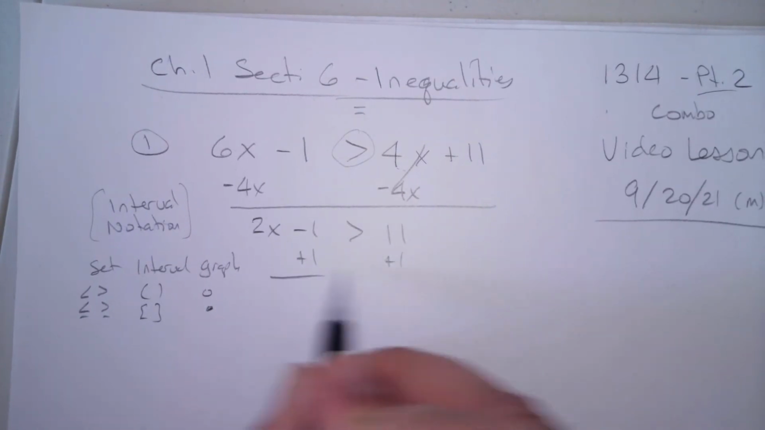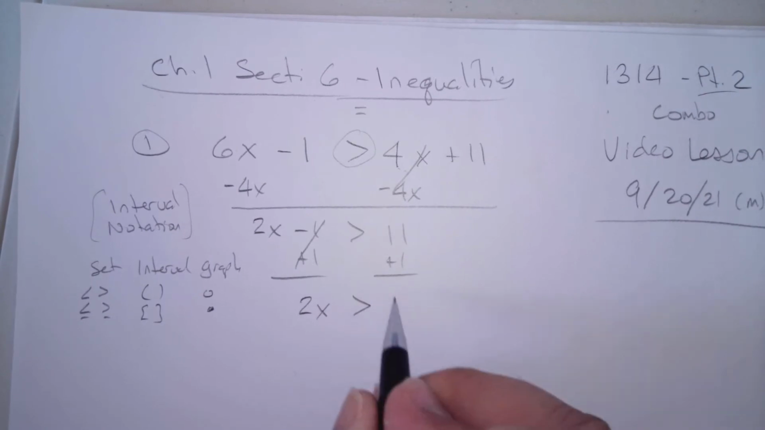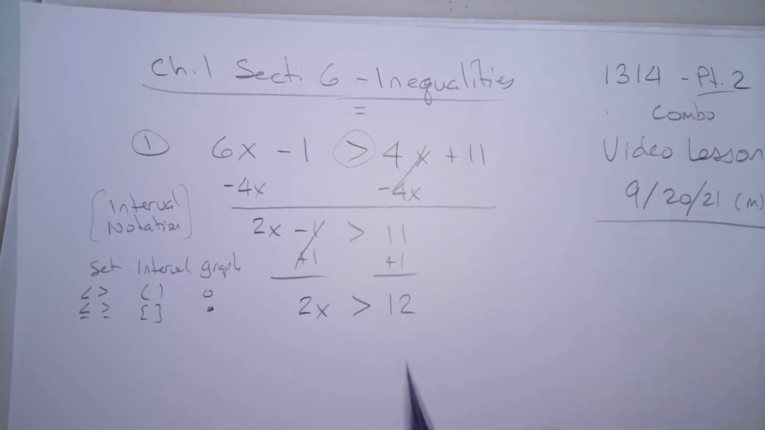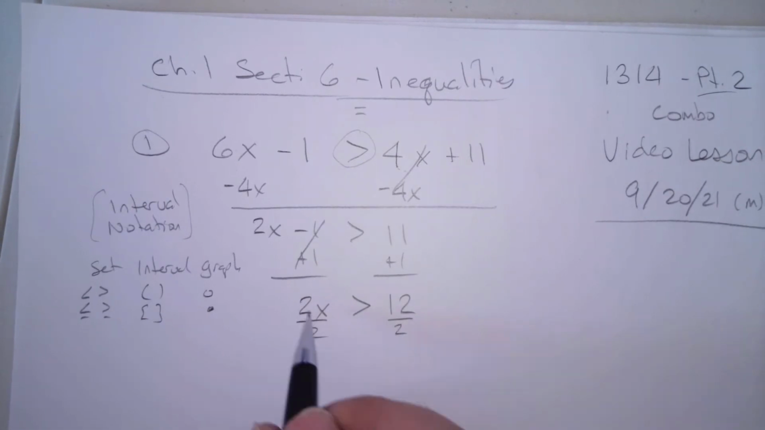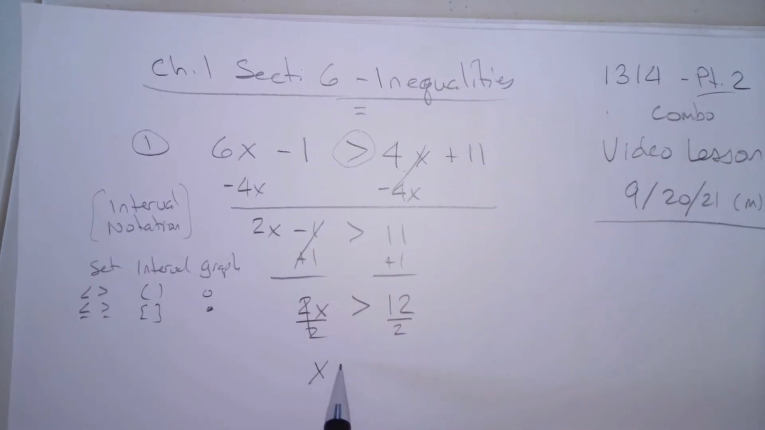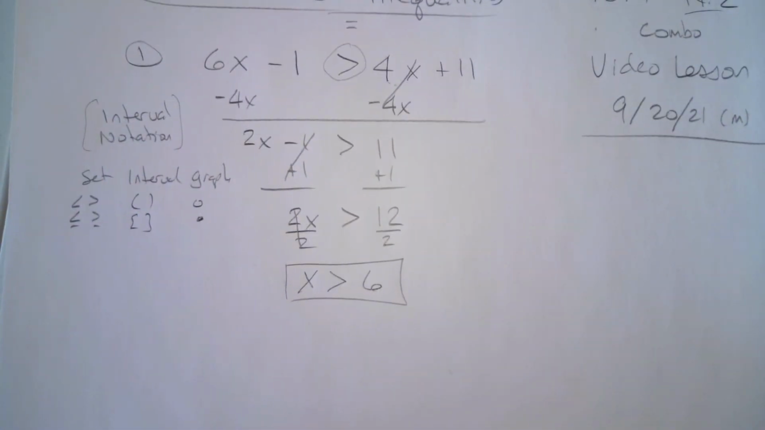Add 1 to both sides. That gets rid of that one. 2x is greater than 11 plus 1, which is 12. And then divide by 2. So x is greater than 6. That's the answer in set notation.